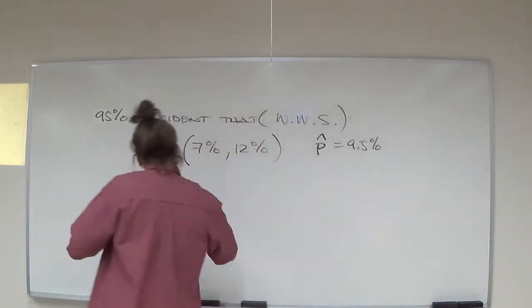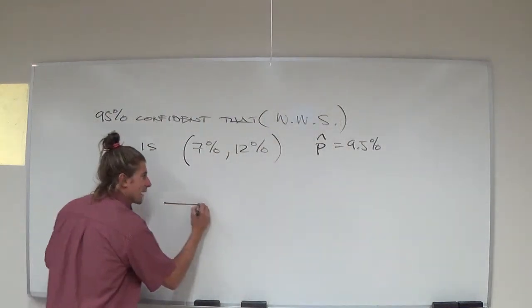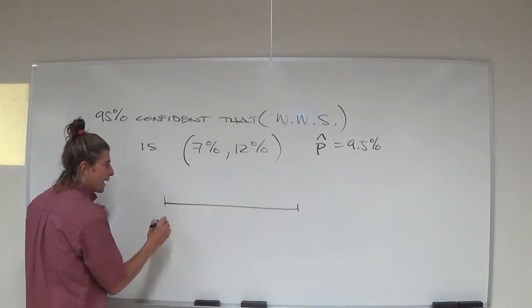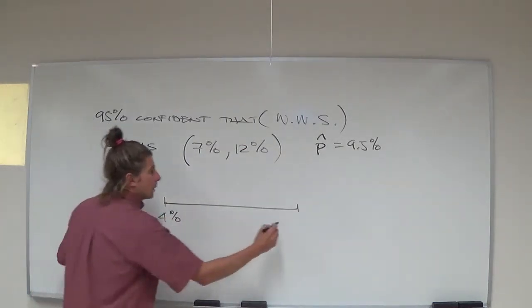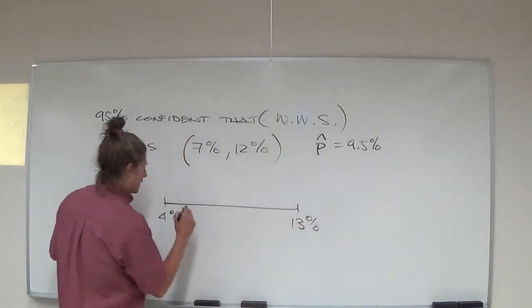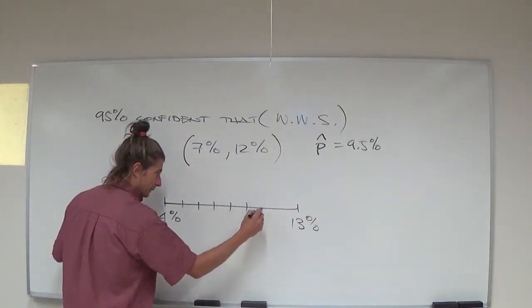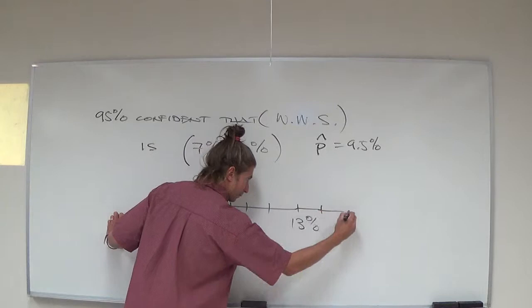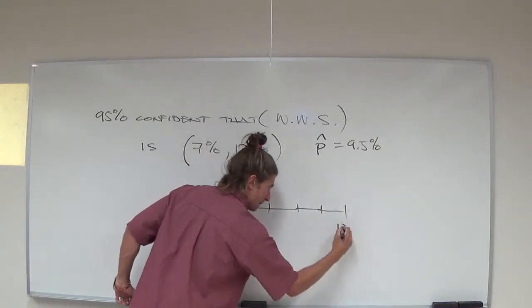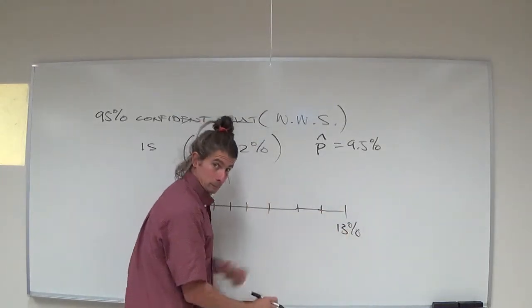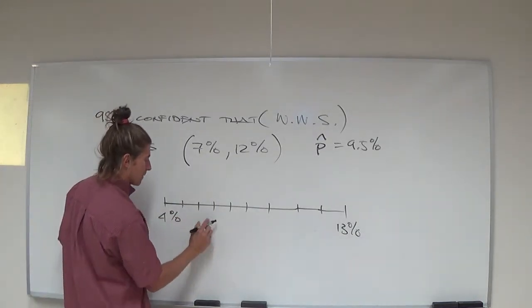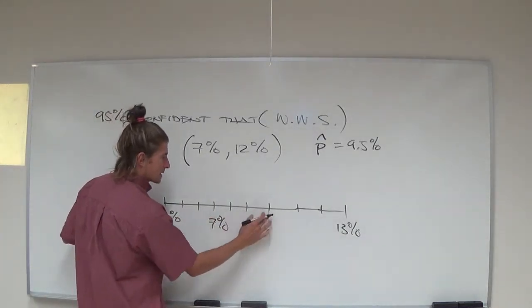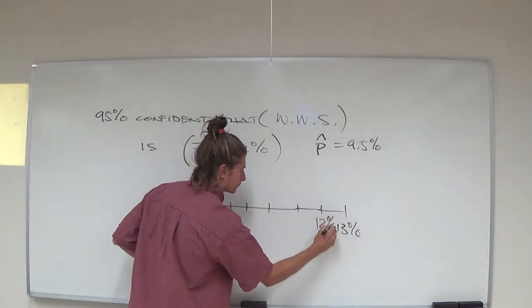You can actually draw this. I like drawing them. I think it's a nice idea to kind of have them sketched out. So if we have, let's just put some numbers. So put 4% here, 13% here. Again, you get 5, 6, 7, 8, 9, 10, 11, 12, 13. So you got 5, 6, 7% here. 8, 9, 10, 11, 12% here.